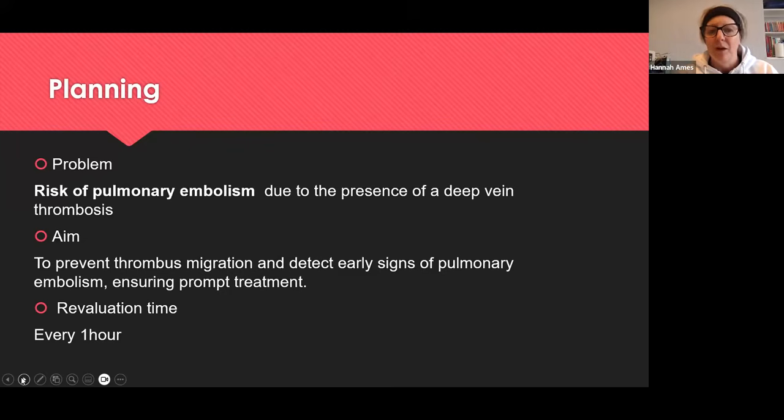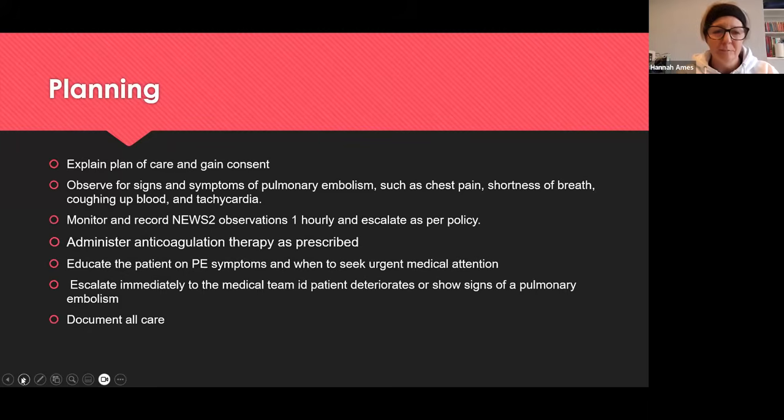Okay, so re-evaluation time: most people would put an hourly re-evaluation time on this, keeping with that NEWS2 high frequency monitoring for breathlessness. So that's kind of where I'd put it from a safety perspective.